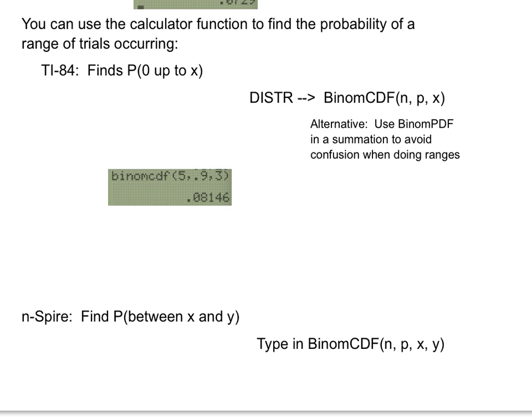And this is where the 84 versus the Nspire does have a significant difference. The Nspire, you can see down here, allows you to put the bottom of the range that you want and the top. So if I wanted at least 3, I'd put in 3 for X and then 5 for Y, since that's the maximum that he shot. On the 84, it automatically starts at 0 and goes up to whatever you plug in. And that's where this can get a little bit tricky to make sure you're getting the right stuff.